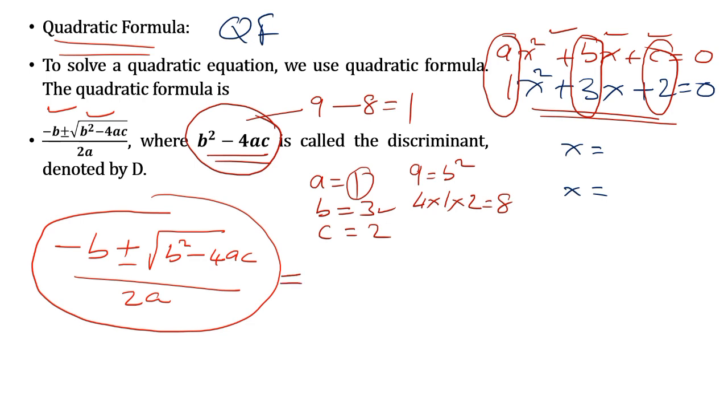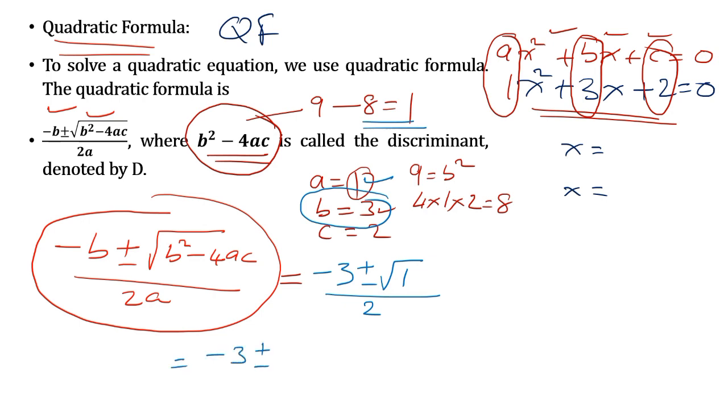The formula is minus b. We got b is equal to 3. So minus b means minus 3, plus minus root of b square minus 4ac, we got b square minus 4ac equal to 1, divided by 2a. What is a? A is 1. So what will be 2a? 2 into 1, that is equal to 2. So now we got the answer: minus 3 plus minus root 1, which is 1, divided by 2.